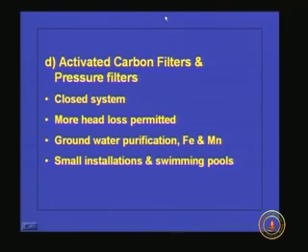Activated carbon filters or pressure filters are usually used in industries. They will remove turbidity as well as the dissolved solids present in the water, because activated carbon, we all know, is a very good adsorbent. So filtration as well as adsorption will take place simultaneously.